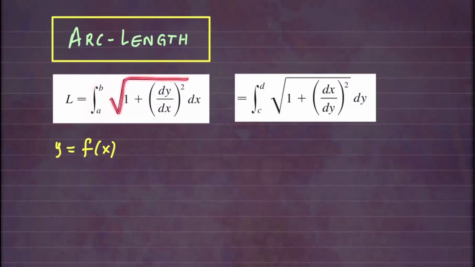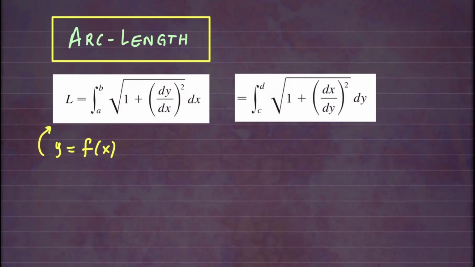It's the integral of the square root of 1 plus the derivative of the function, we call it dy/dx, squared, integrating with respect to x. So that is the formula if your function is given in terms of x.